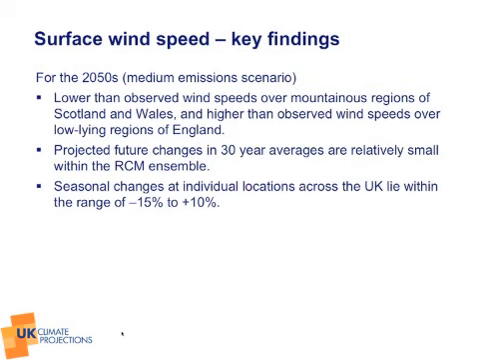For wind speed, the 11-member RCM projections can be characterised by lower than observed wind speeds over mountainous regions of Scotland and Wales, and higher than observed wind speeds over low-lying regions of England. Projected changes in 30-year averages are relatively small within the RCM. Seasonal changes at individual locations across the UK lie within the range of -15% change to +10% change.